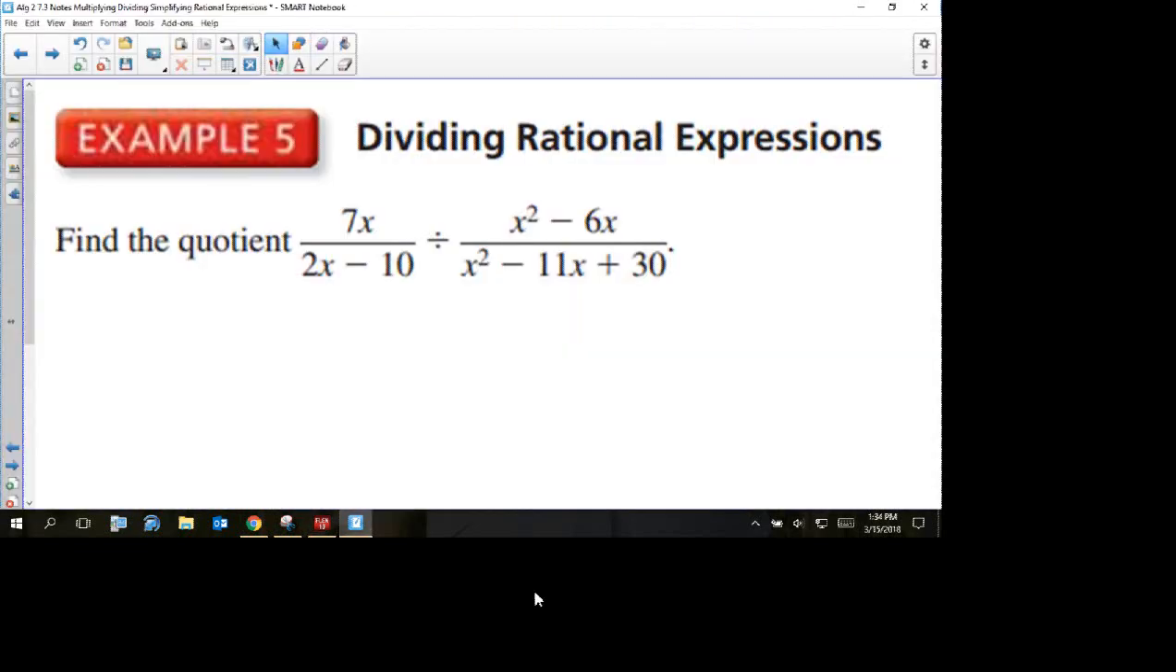Okay, division. We are taking a fraction and dividing it by a fraction. And we've talked about this already this year. Instead of dividing by a fraction, what do you do? Instead of dividing by a fraction, you can multiply by its reciprocal.